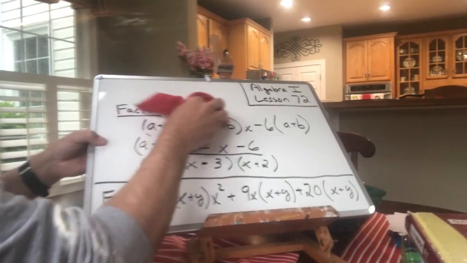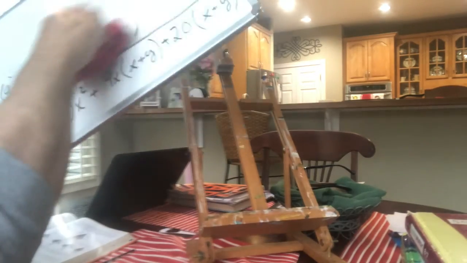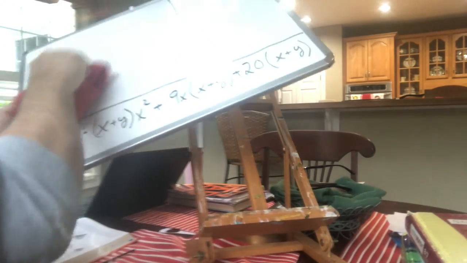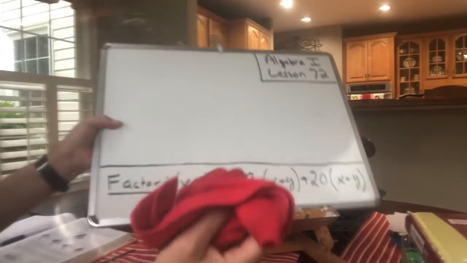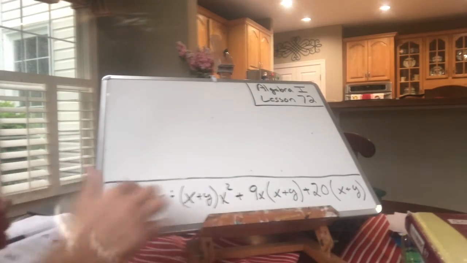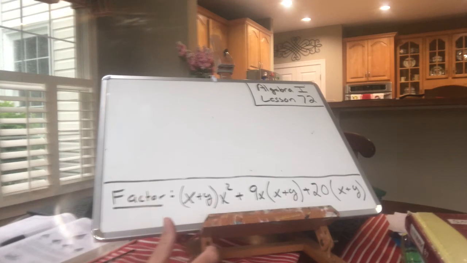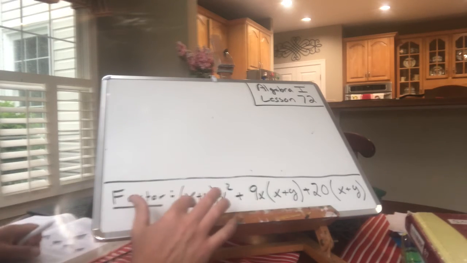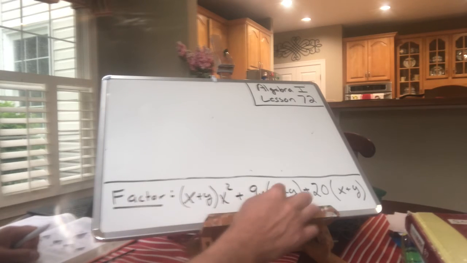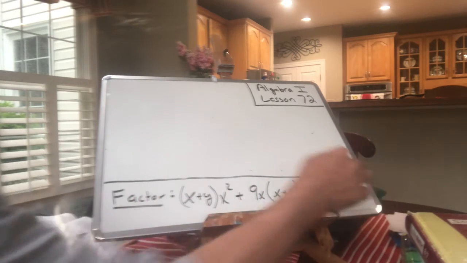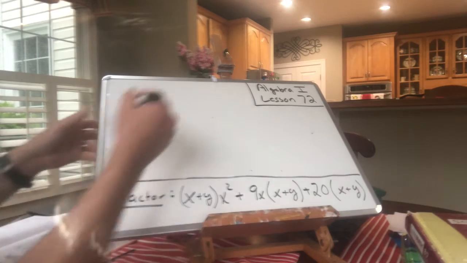Now I wrote down the second example down on the bottom just to save a little bit of time. We can see in this one down here, what are the terms that have the same sum? Right here, x plus y is in that one, x plus y is in that one, and x plus y. So I'm going to factor that out.